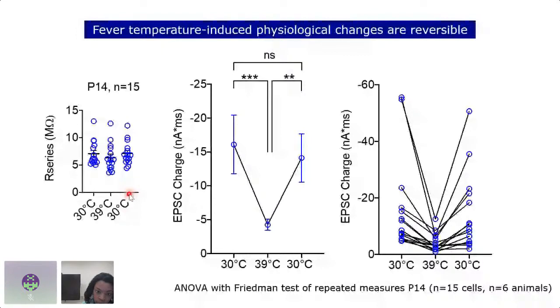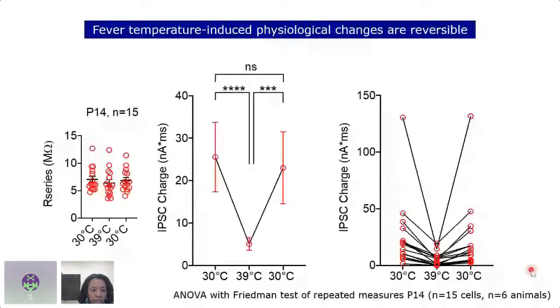So in this slide, we have summarized the net effects that we see. We see a reduction in the EPSC at 39, and it rebounds to its initial values at 30 degrees upon cooling. These are the individual cells represented here. For the IPSC, we see the same trend.